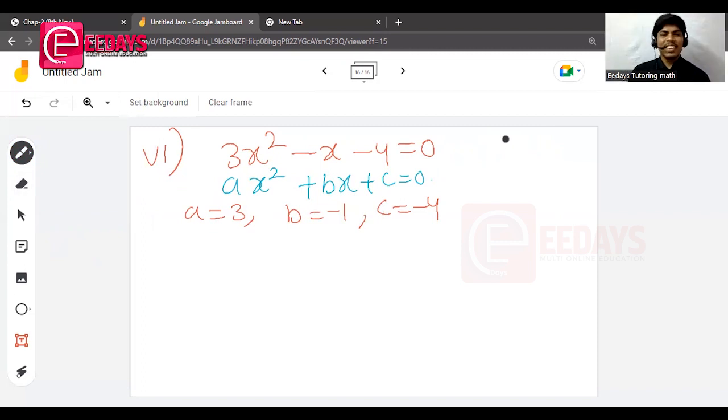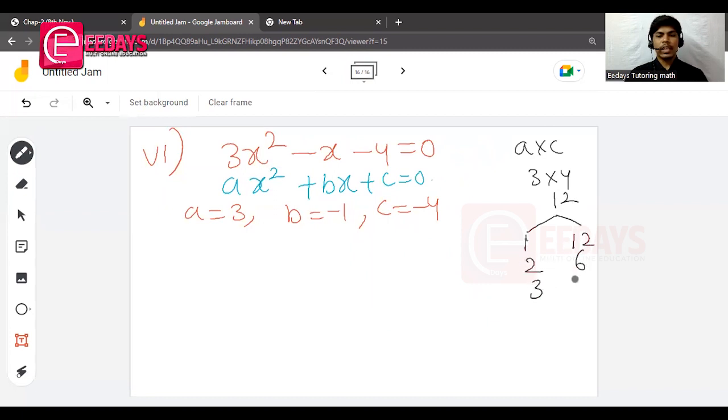Okay. So here, first we need to multiply a into c. That is a into c. a here is 3 and c here is 4, so we are getting 12. Write the factors for 12: 1 comma 12, 2 comma 6, 3 comma 4, and 4 comma 3, like this, and so on.